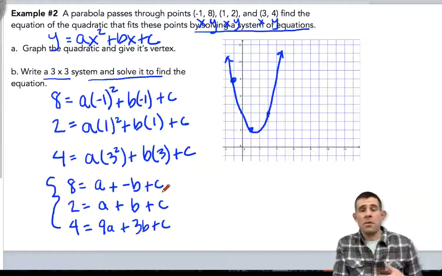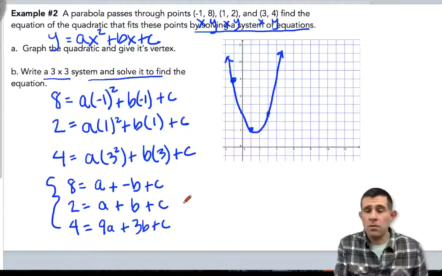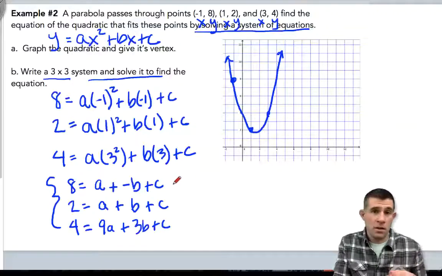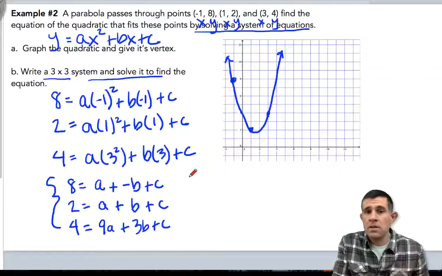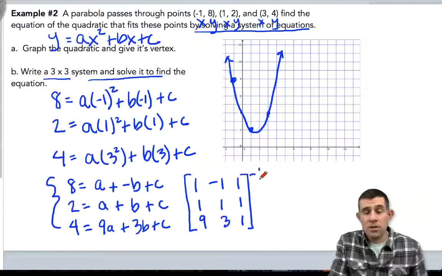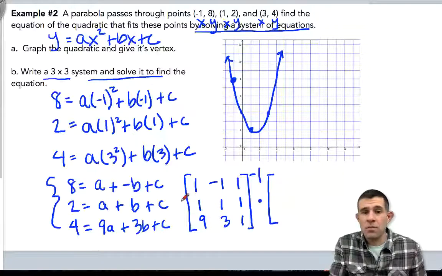Now we have a system of 3 equations and 3 unknowns, and we're going to solve for each one of those equations. One of 2 ways we can do this is to use our inverse matrices. If you remember how to do that, we're going to take our coefficient matrix, which looks like this: 1, -1, 1, 1, 1, 1, and then 9, 3, and 1. That's our coefficient matrix. And then we're going to take the inverse of our coefficient matrix and multiply it by our constant matrix, which in this case is 8, 2, and 4.